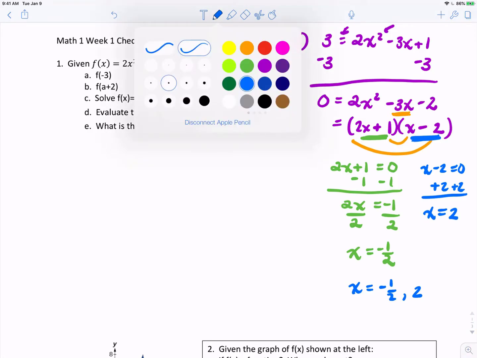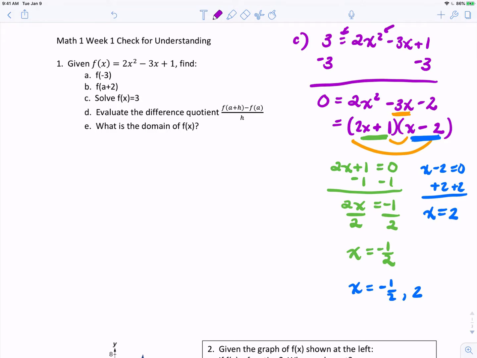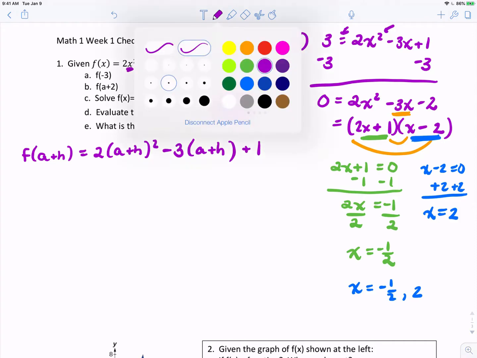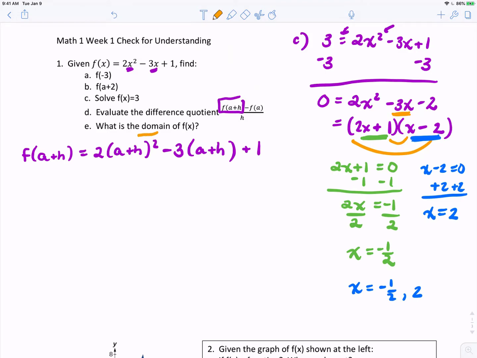So what we'd like to do is the same thing as before. We're going to find f of a plus h. That means wherever we see an x, we're going to replace that with a plus h. So first of all, let's try that. f of a plus h would be equal to 2 times (a plus h) squared minus 3 times (a plus h) plus 1. Just like before, we have to be careful when squaring this.